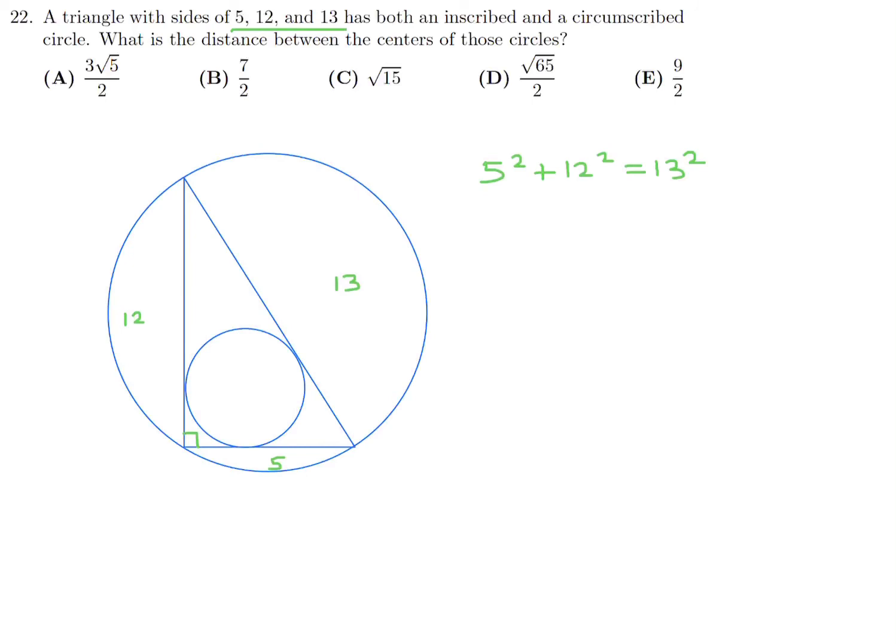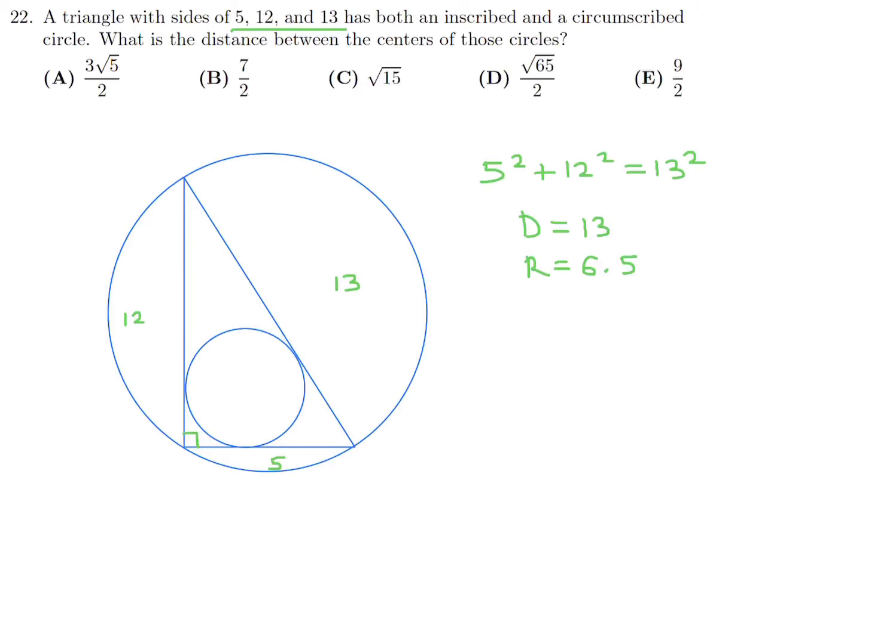So therefore, I can label this if you really want to. I don't really need to, but just remember this is the diameter right there. Okay? So if that's the diameter, immediately we know that diameter is equal to 13, and therefore the radius of that big circle is 6.5, half of the diameter. Okay? So that's a very important piece of information right there.